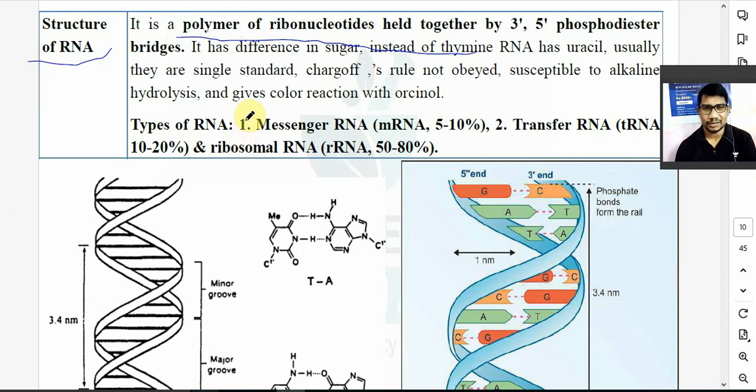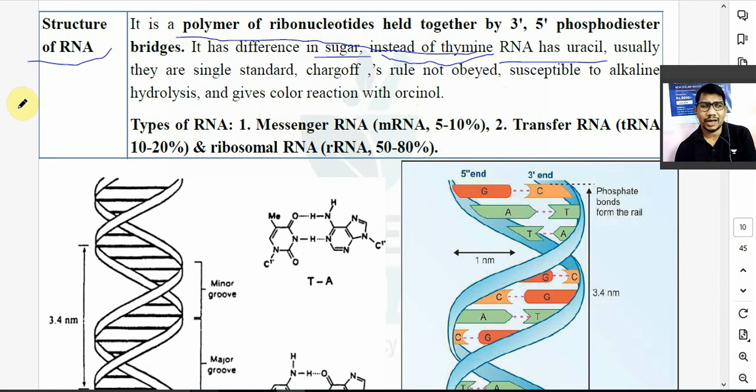It has a difference. DNA में और RNA में क्या difference है? So in the DNA you have deoxyribose sugar, so here you will have ribose sugar. So the first difference is in the sugar. Second difference, in the pyrimidine base, instead of thymine. DNA में क्या है कि thymine होता है pyrimidine. In the DNA, the pyrimidine is thymine, but in the RNA it is uracil.